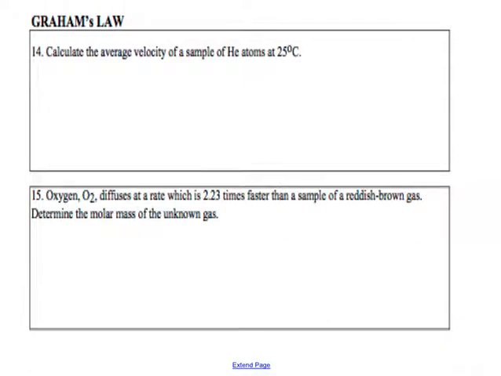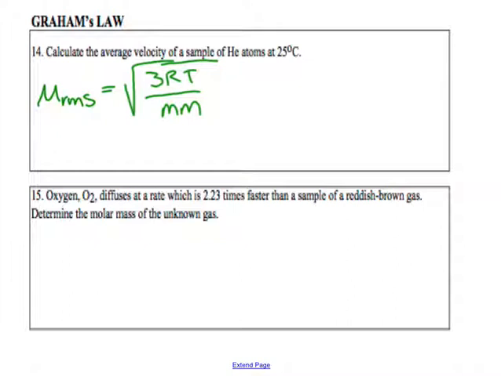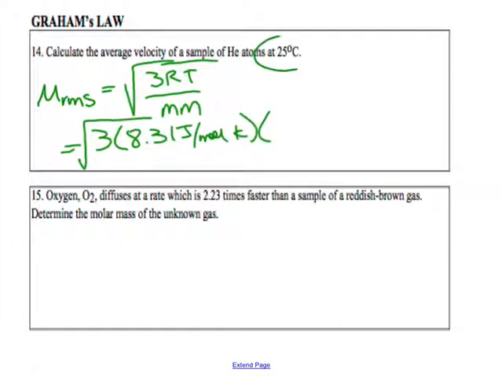So it says calculate the average velocity of a sample of helium atoms. Root mean squared is not the velocity of just one, it's the velocity per mole, so that's going to be our average velocity. I will give this equation to you on the board at all times. It's the square root of 3RT over molar mass. So if we're solving for root mean squared velocity, what R am I going to use? 8.31 joules per mole Kelvin. The temperature, 25 degrees Celsius? 298 K. Got to convert it to Kelvin because of this guy.